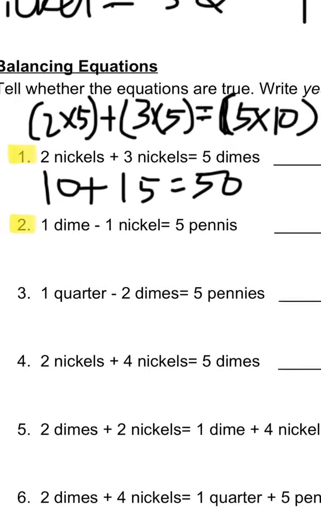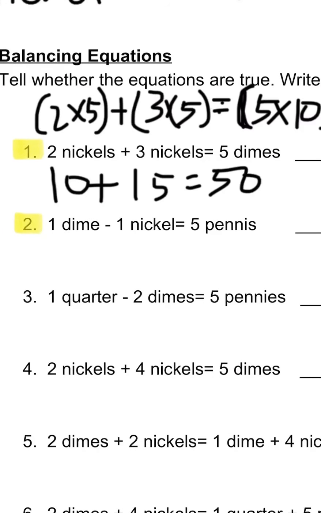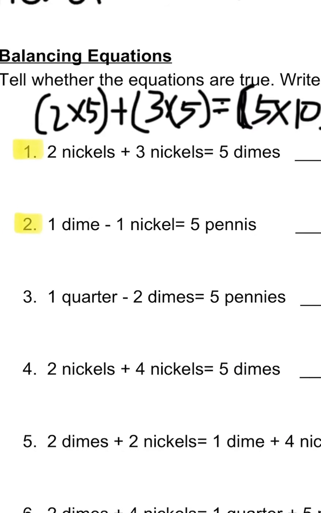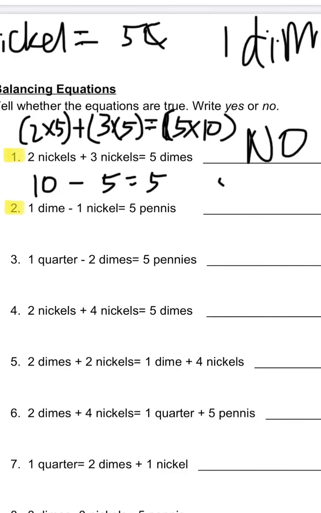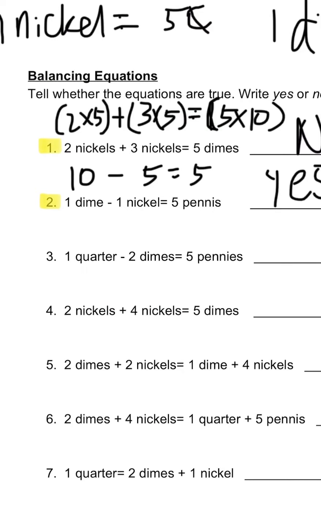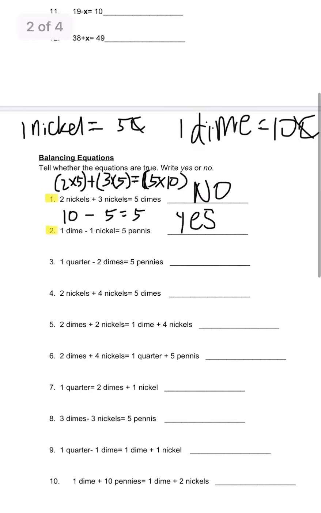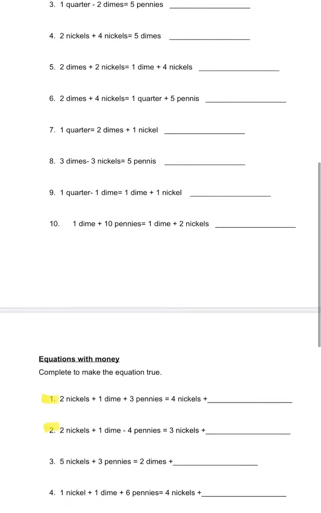Okay, let's move on to number 2. I'm going to erase this top part. Okay, so let's do 1 dime minus 1 nickel equals 5 pennies. 10 minus 5 equals 5. That sounds right, so we're going to put yes. Okay, now let's move on to the next page. Go ahead and try the rest of the problems using this chart up here. 1 nickel equals 5 cents, 1 dime equals 10 cents.